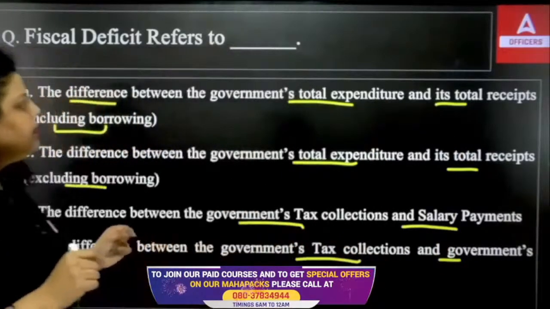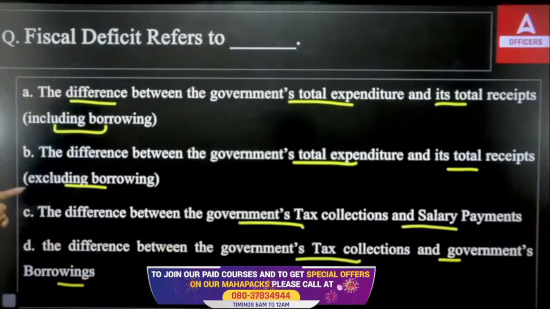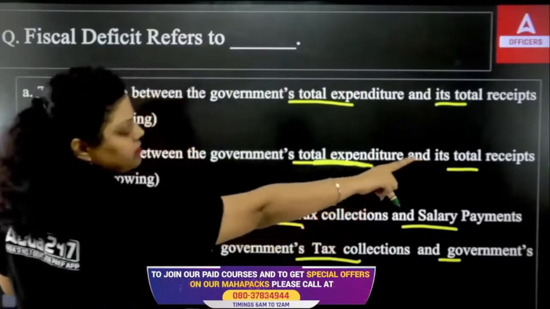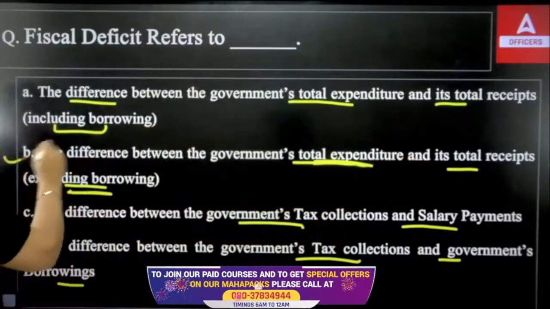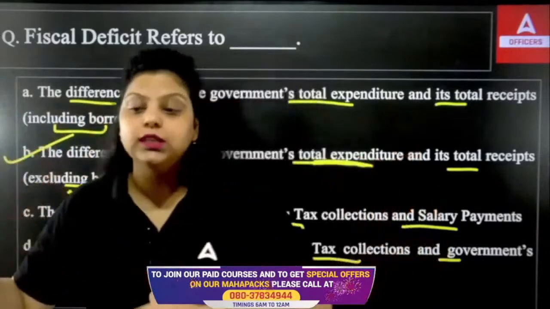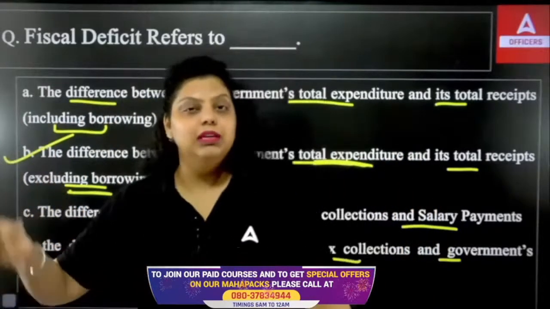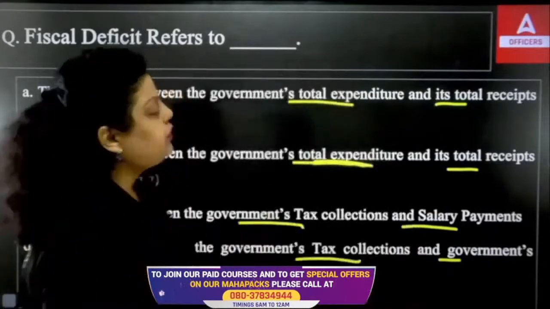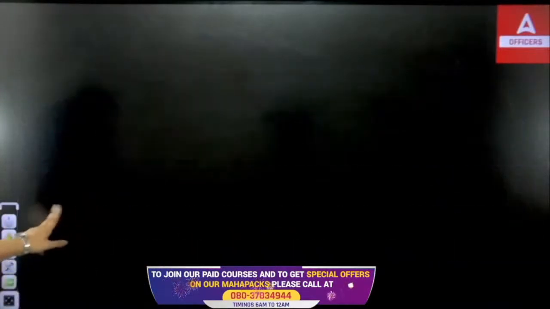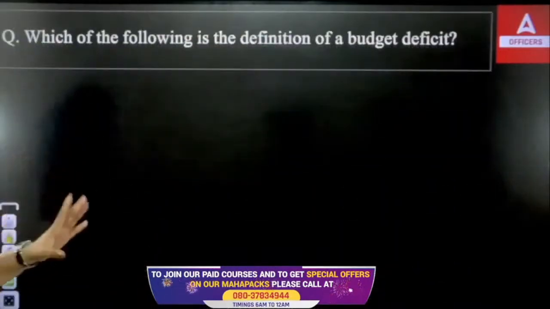So here, when we talk about fiscal deficit, it will be the difference between government's total expenditure and total receipts, excluding the borrowing. Whatever loss happened, the total expenditure was more than the total revenue. After that, government has borrowed the money, so that will create your fiscal deficit. The right answer will be option B. Now there are 5 types of deficit in the budget.